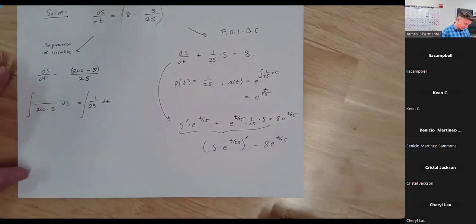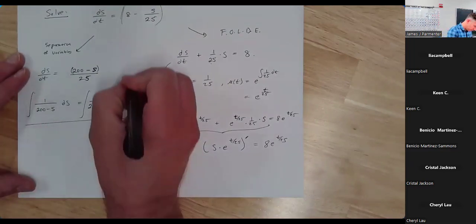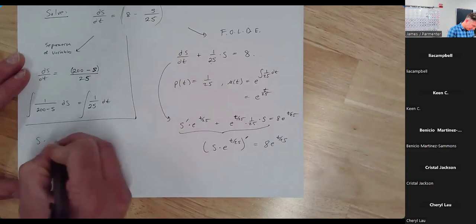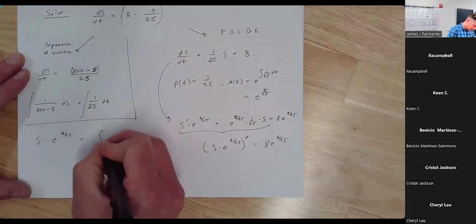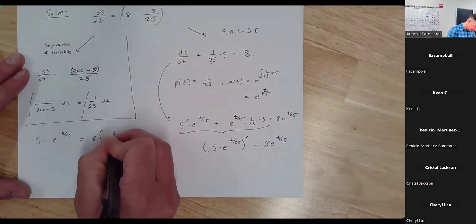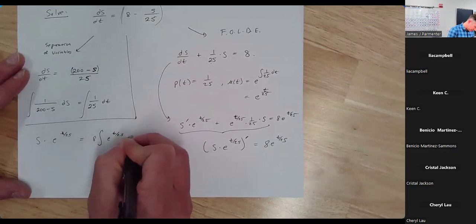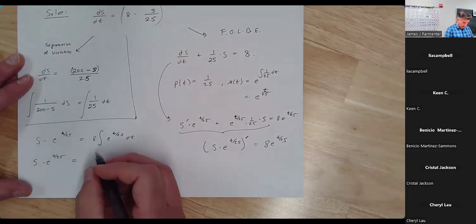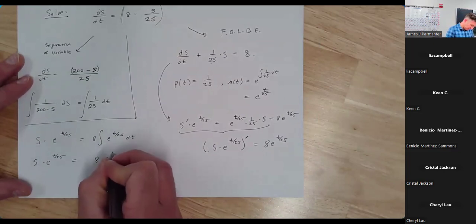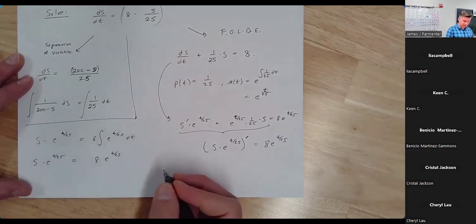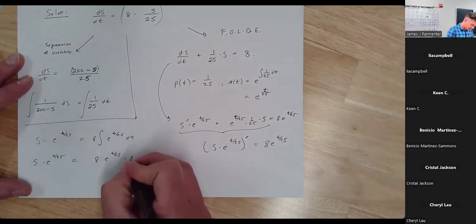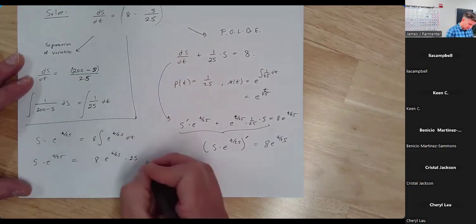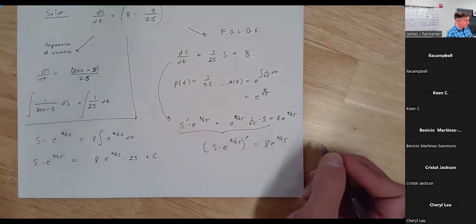And then we anti-differentiate both sides. So we're going to get that s times e to the t over 25 is equal to the integral of 8 times e to the t over 25, which is just going to give me that s times e to the t over 25 is equal to 8 times e to the t over 25 divided by 1 over 25, which is the same as multiplying by 25, for 1 plus C. That C is important.